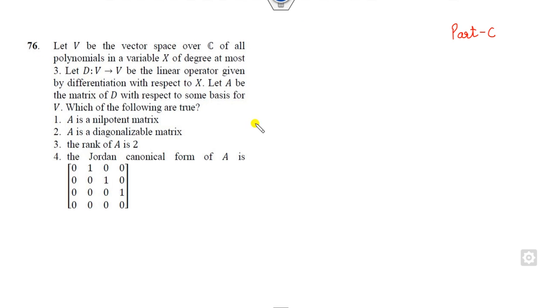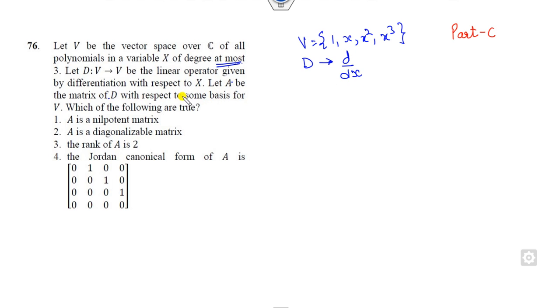Okay, look at another one. What is given to you? V is a vector space of polynomials of degree at most 3. So what are the bases of this? These are my bases. D is a polynomial with respect to the differentiation. So this is my derivative with respect to x.